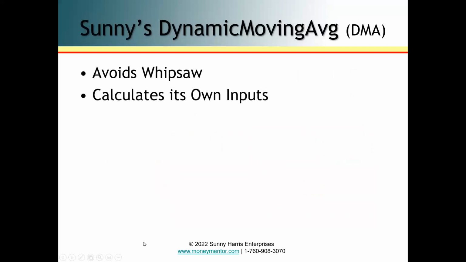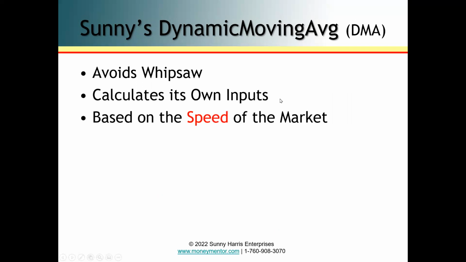It avoids whipsaw, which is the trader's bane. It's the thing that kills us all. We get the trends right and we think we're brilliant, and then we get in a period of whipsaw and we lose all our money again, all our profits. This thing, I am a mathematician, so you know I can create formulas. So this thing calculates its own inputs. They're based on the speed of the market. So it's like the first derivative of price, and it adjusts itself internally.